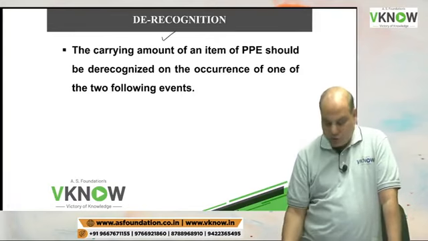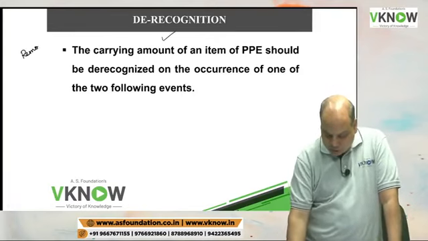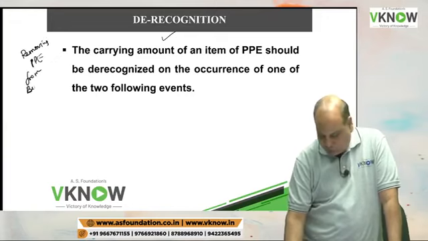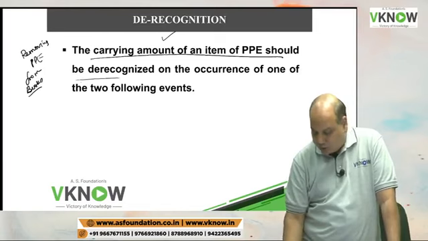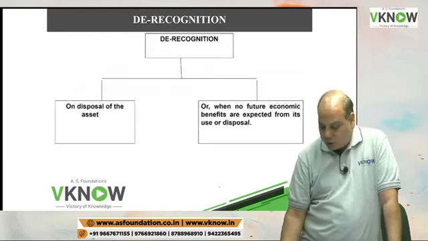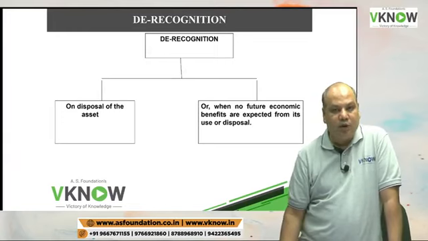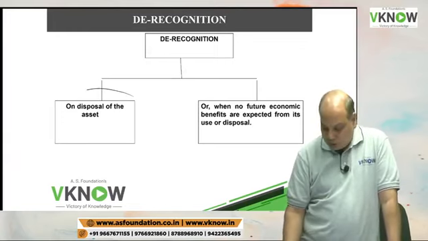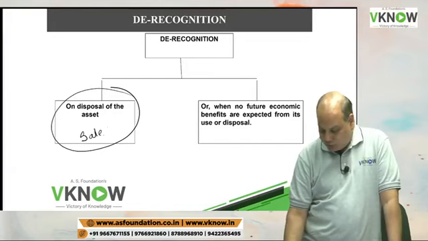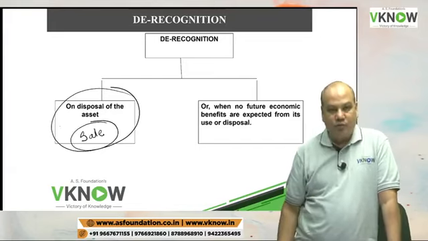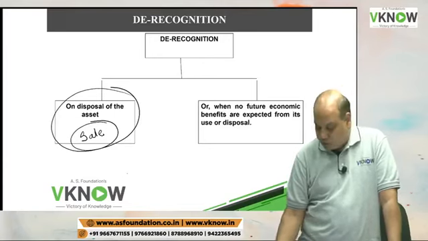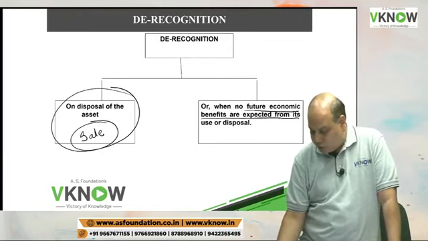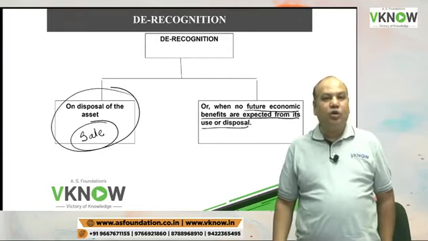Now next is derecognition. Derecognition means removing PPE from books of account. And when will you derecognize an asset? If either of the following two events happen, I will remove the PPE from the books of account. One is simple: when you sell the asset, dispose it, now you will remove PPE from the books. And secondly, no future economic benefits are expected from use or disposal.